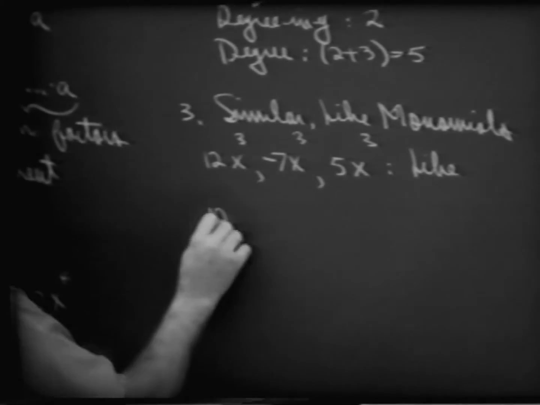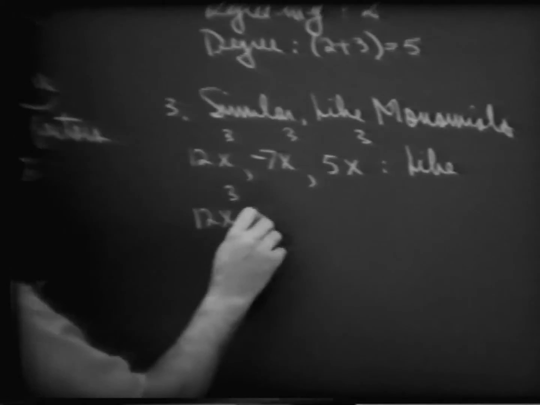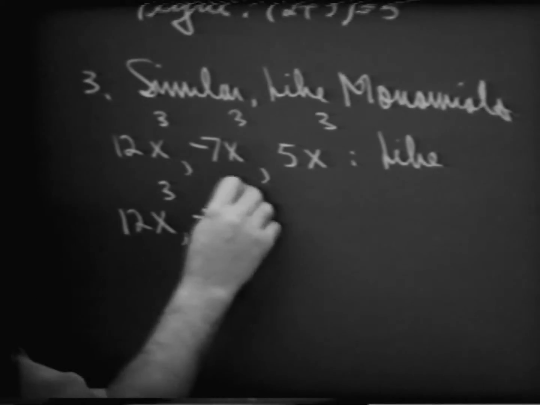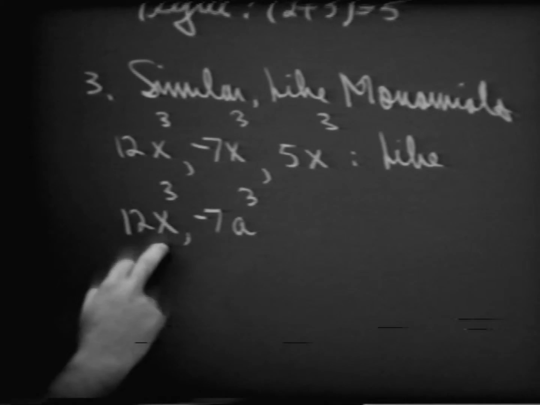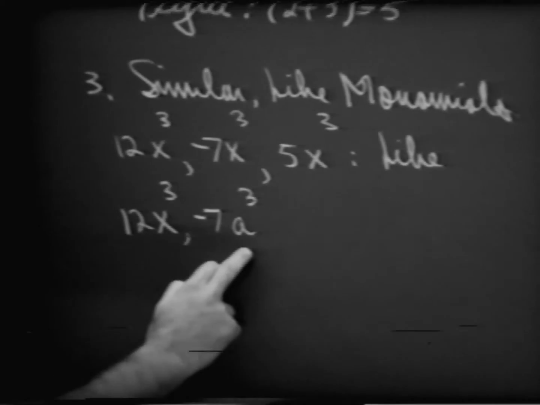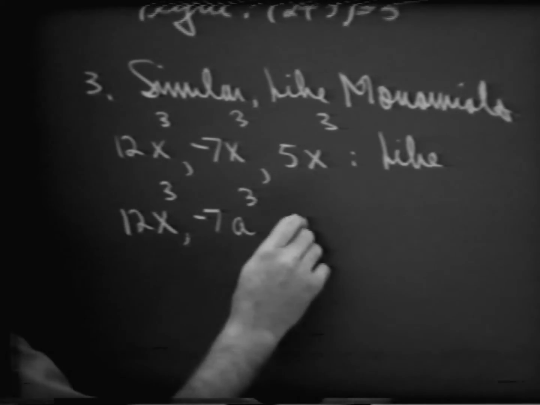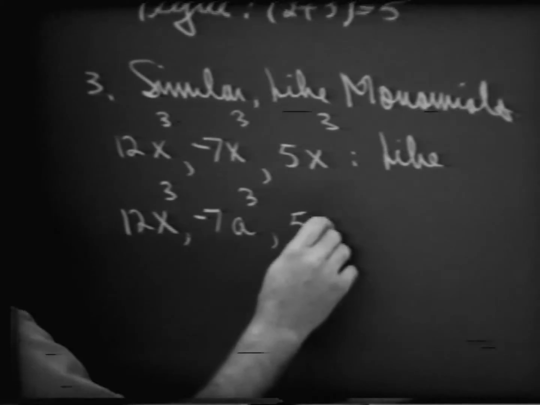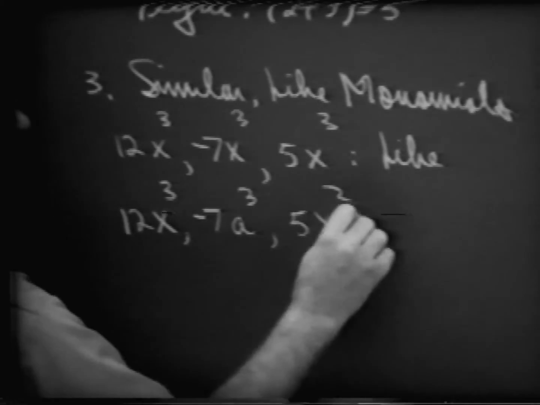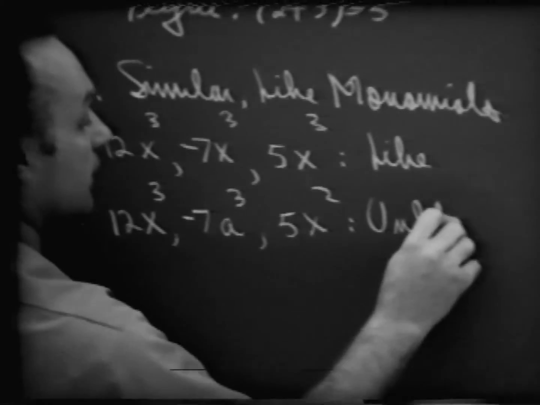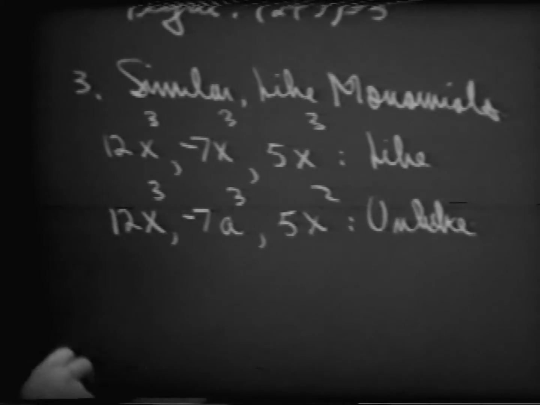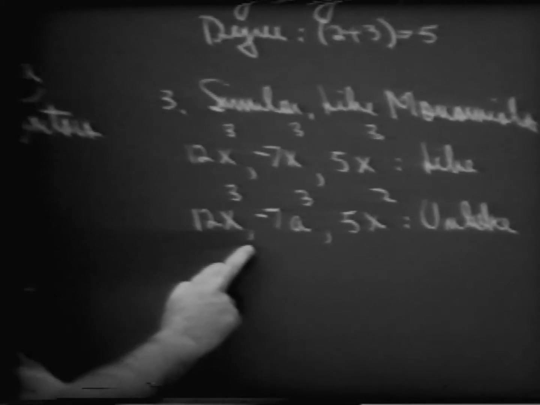And suppose I were to have 12x cubed, and say negative 7a cubed. Here they both happen to be of the third degree, but one is with respect to x, and this one with respect to a, so these are not like. And suppose we happen to have, such as 5x squared, and I think here we would call these unlike, or dissimilar monomials. Is that right?